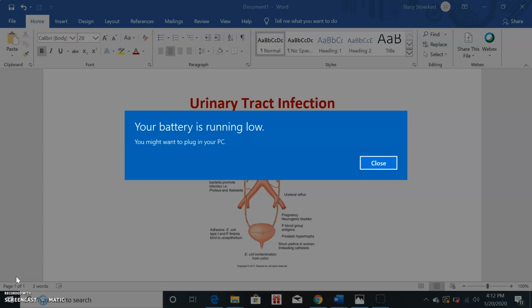E. coli is often associated with this infection as well, along with Proteus and Pseudomonas. The onset of symptoms for these patients is acute. They will have fever, chills, flank, or groin pain.